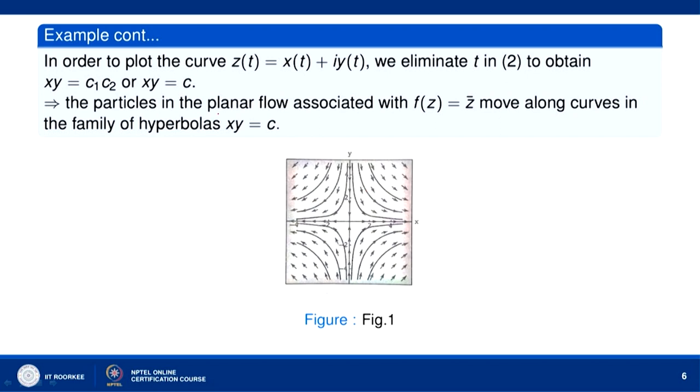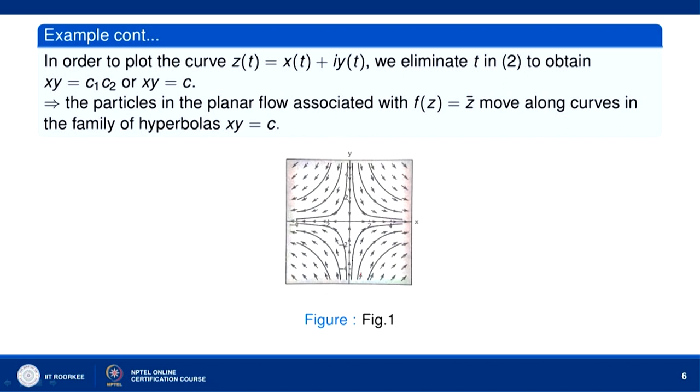So, the particles in the planar flow associated with f(z) equal to z conjugate move along curves in the family of hyperbolas xy equal to c. You can see here, if your c is positive, then you get the hyperbolas in the first and third quadrant. If your c is negative, you get the hyperbolas in the second and fourth quadrant.